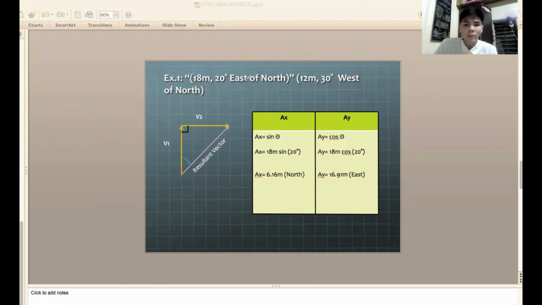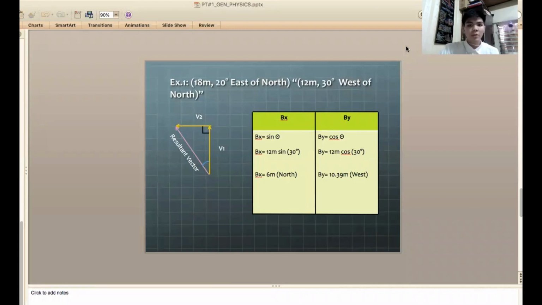How do we find the x and y components? We have to identify the adjacent and the opposite. Adjacent is always cosine and opposite is always sine. So where are the opposite and adjacent here? Vector 2 is the adjacent because it is on the horizontal axis or x-axis. And vector 1 is on the y-axis, the opposite rather. So ax is equal to sine theta because it is the opposite. So ax is equal to 18 meters sine of 20 degrees, which is 6.16 meters when you solve it in the scientific calculator. And ay is equal to cosine theta because it is the adjacent. So ay is equal to 18 meters cosine of 20 degrees. When you solve it in the calculator, ay is equal to 16.91.